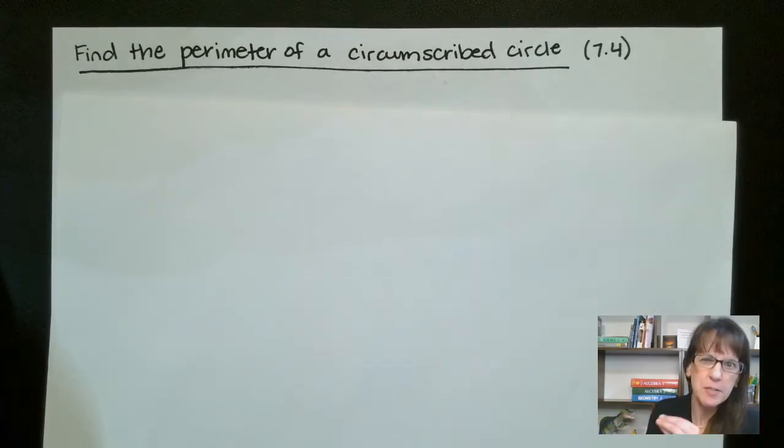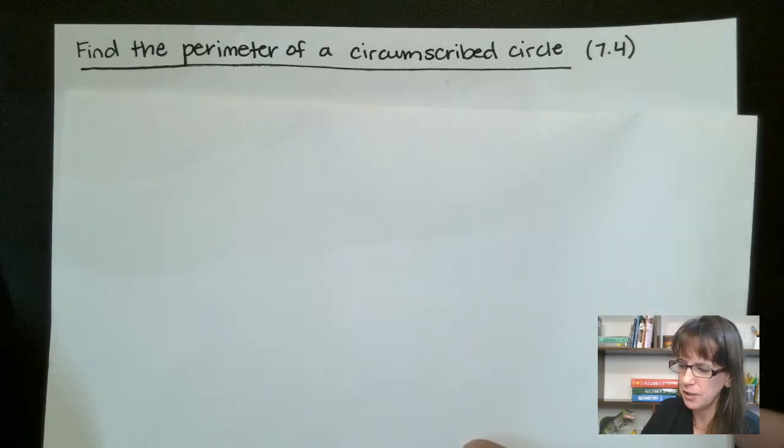Finding the perimeter of a circumscribed circle. A circumscribed circle is one where we have a polygon on the outside of the circle. So let's take a look at this.